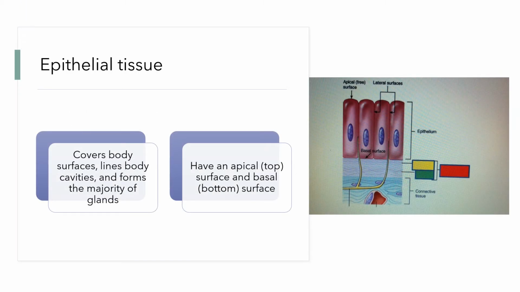Let's talk about epithelial tissue. Epithelial tissue covers body surfaces, it lines body cavities, and it forms the majority of glands. Epithelial cells have an apical or top surface and a basal or bottom surface. If you look at this picture here, you can see the apical surface, which points towards the lumen, and you have the basal surface of the cell.